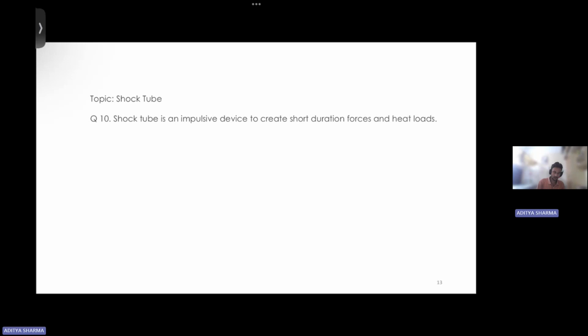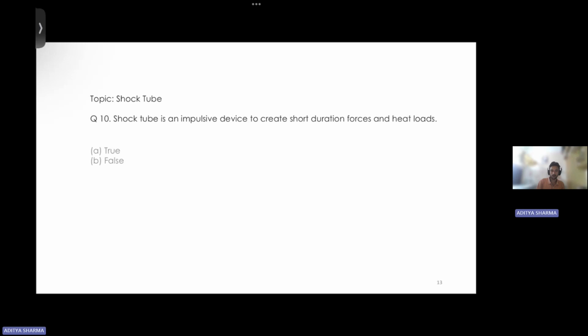So this question now is on shock tube. Question number 10 says that the shock tube is an impulsive device to create short duration force and heat loads. So whether this is true or false.